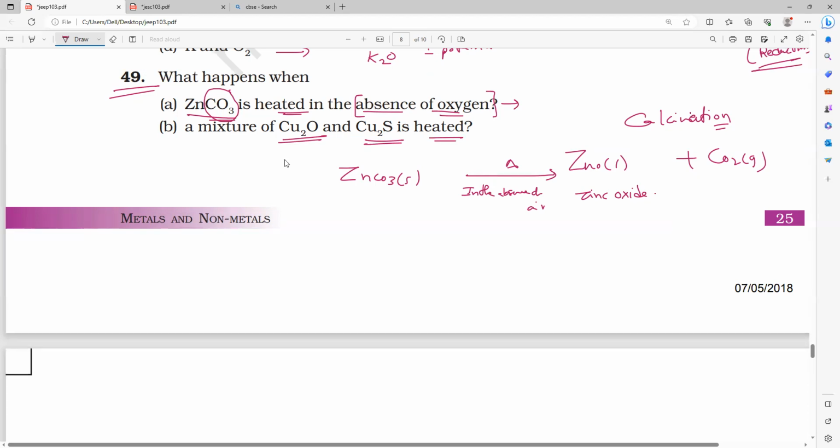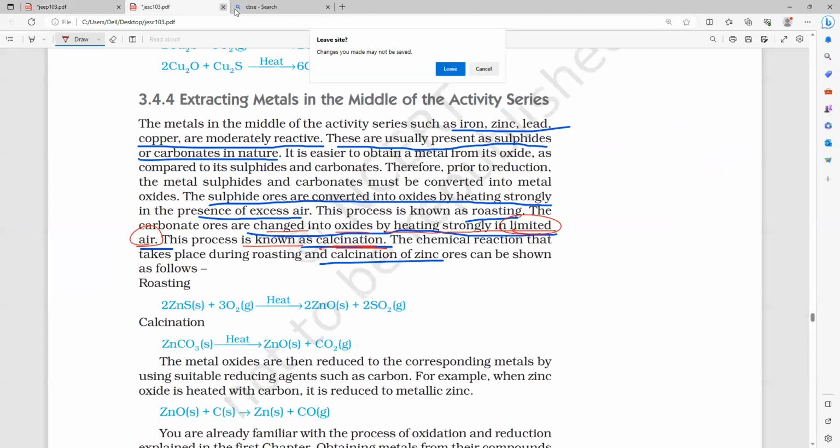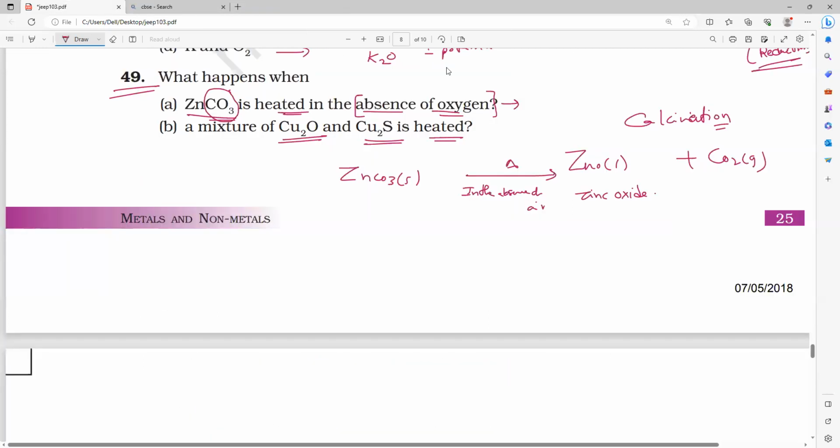Self-reduction will take place. I told you while I'm teaching. Check your notebooks, self-reduction is there. Some metals will show self-reduction. I have taught you or not? Yes, sir. So this is what it is, a mixture of that one. You can write. So self-reduction is taking place.